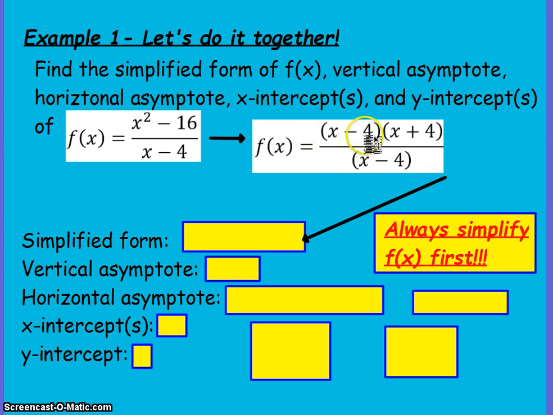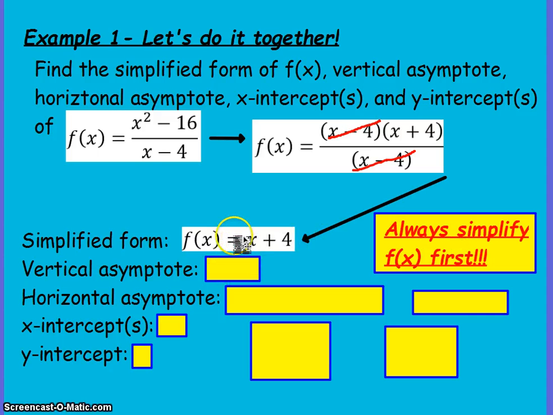Well, this still can be simplified because we know that x minus 4 on the top and the x minus 4 on the bottom can cancel each other out, and that just leaves us with the x plus 4 on the top. So this is the simplified form of our rational function. From here on out, whenever you are given a rational function, your first step is always to try to simplify it first.